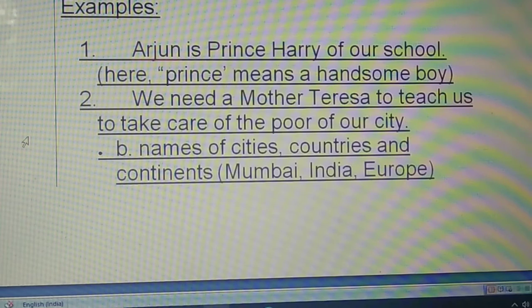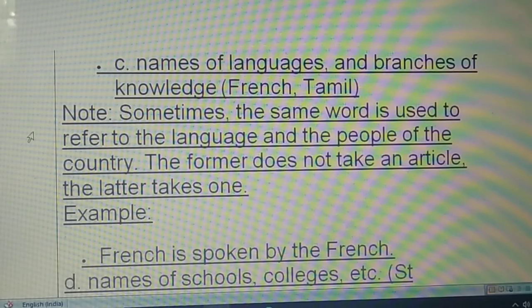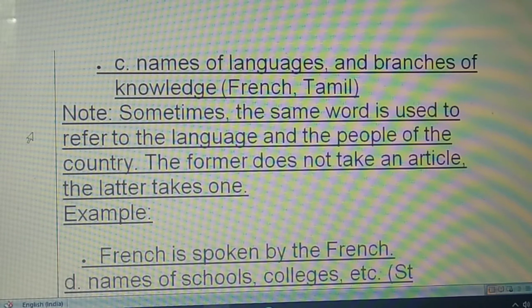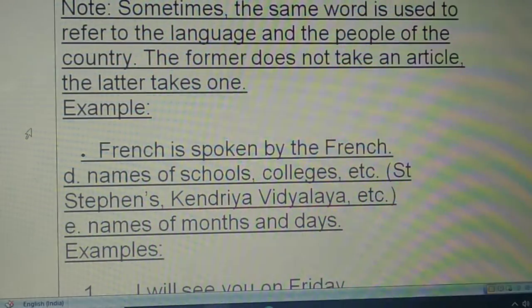Names of cities, countries. We don't say the Mumbai, the India. Names of languages, branches of knowledge, French, Tamil. Sometimes the same word is used to refer to the language and the people of the country. The former does not take an article, the latter takes. French is spoken by the French.